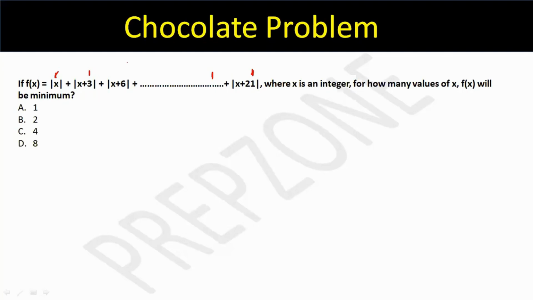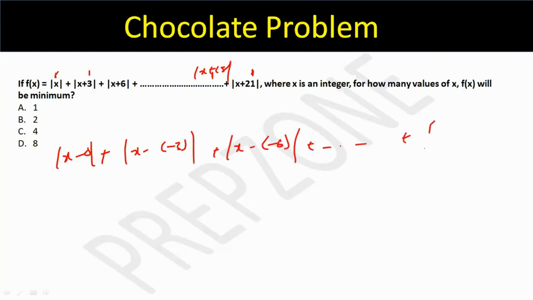But how is this constant? Because see, this is 18, right? Here it will be 18. So it is the same as saying mod of x minus 0 plus mod of x minus (minus 3), right? In the same form as we used to see, till mod of x minus (minus 18) and so on. Now what are you saying, Ankur? I was trying to make a pattern, I think I did it wrong. I understood it. But Priyanshu, I think your answers are also wrong.